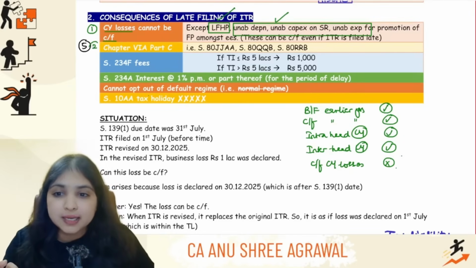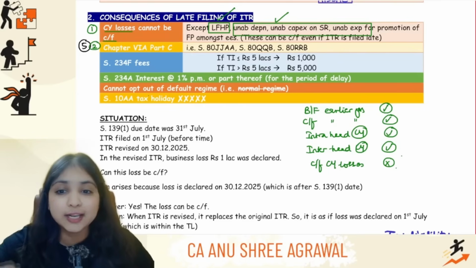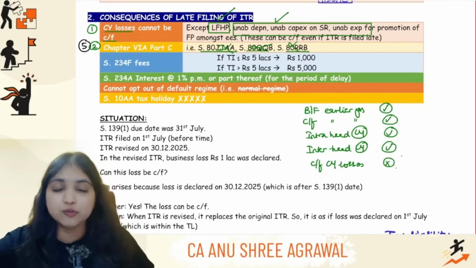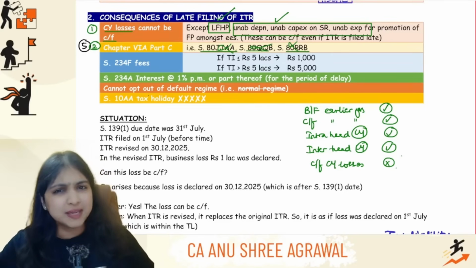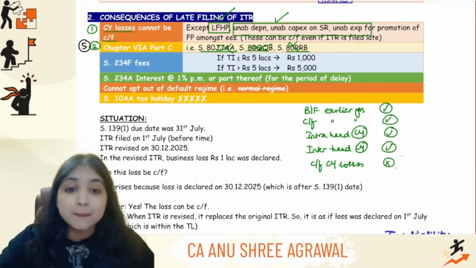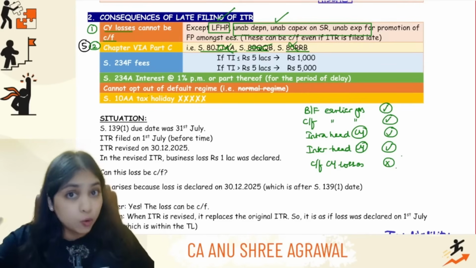Okay, then comes the second point. If you file your ITR late, you cannot enjoy chapter 6A part C. In our syllabus we have 3 chapter 6A part C sections guys, 80JJAA, 80QQB, 80RRB. These 3 sections you cannot enjoy if you file ITR late. Chapter 6A part B, other sections, 80C, 80D, 80TTA, all that you can still enjoy. But these 3 sections, chapter 6A part C alone you cannot enjoy.